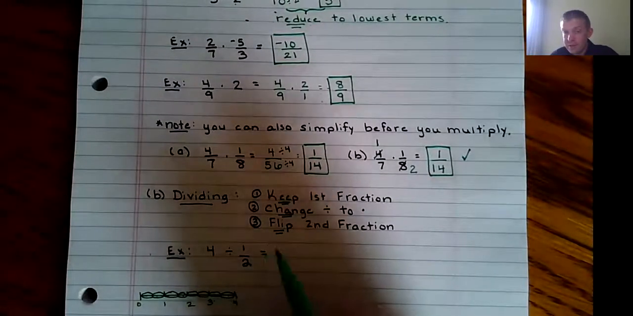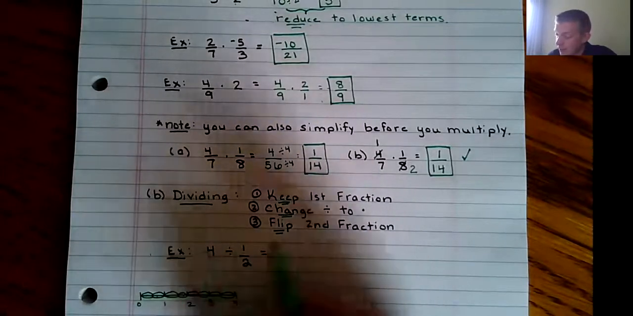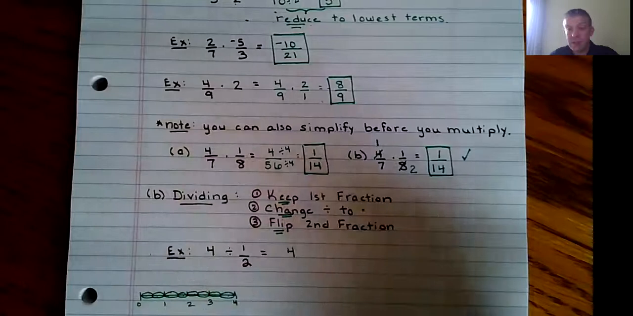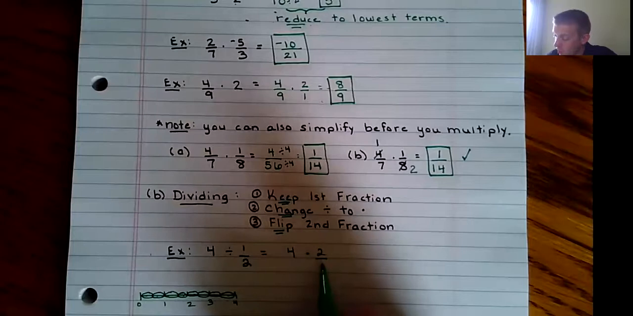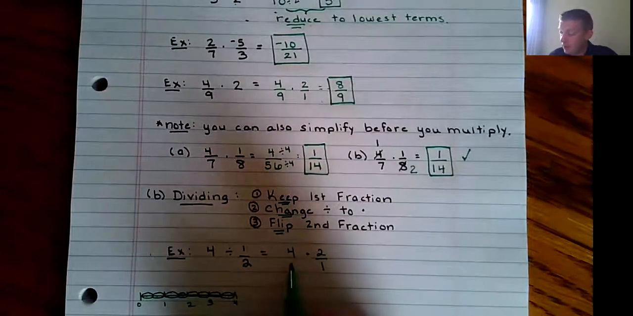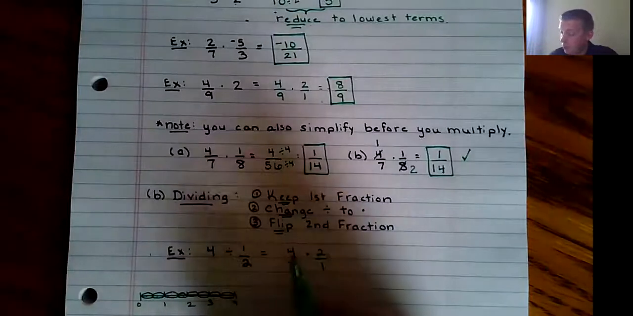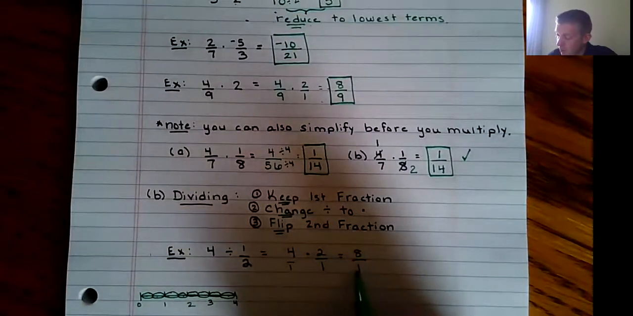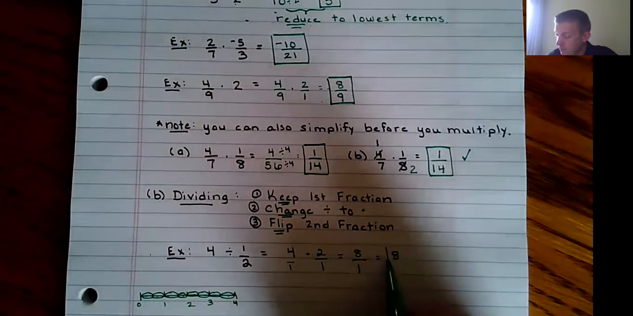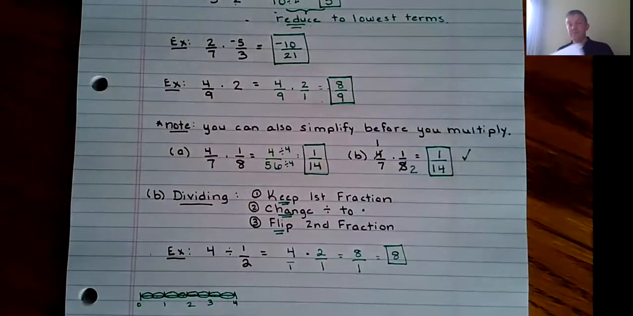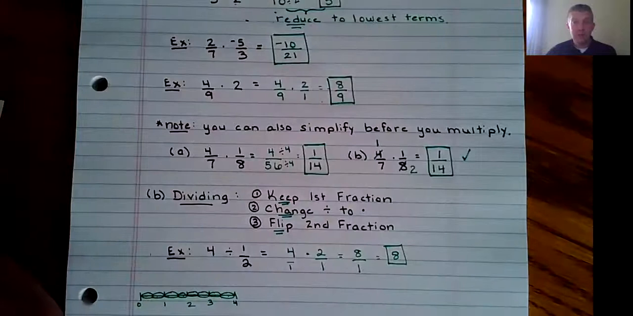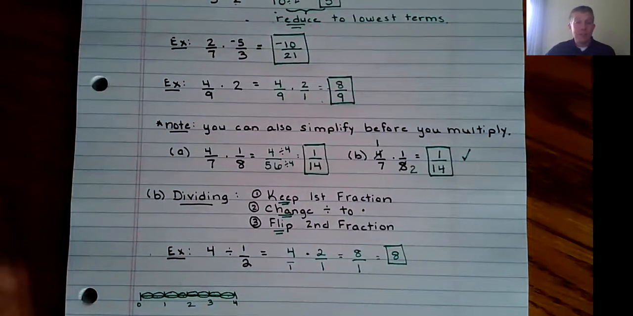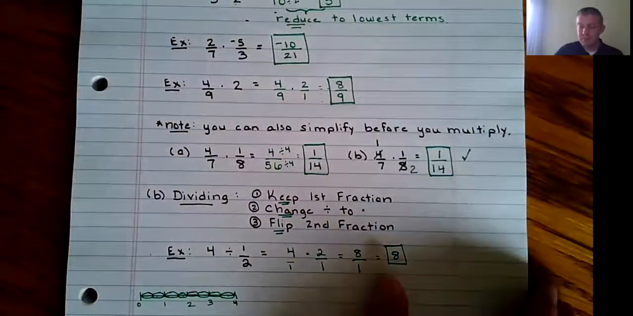So if I do this using my rules, I keep the first one, 4. I change division to multiplication. I flip the second fraction, 2 over 1. Now I just have a multiplication problem. I can make this 4 over 1 if you really want to. 4 times 2 is 8 over 1 times 1, which is the same as 8. All good so far? Hopefully. If you do have any questions, just jot them down. I'll try to answer them when you send me pictures of your notes later, or you can always email me and we can set up a time to meet also if you've got a lot of questions.